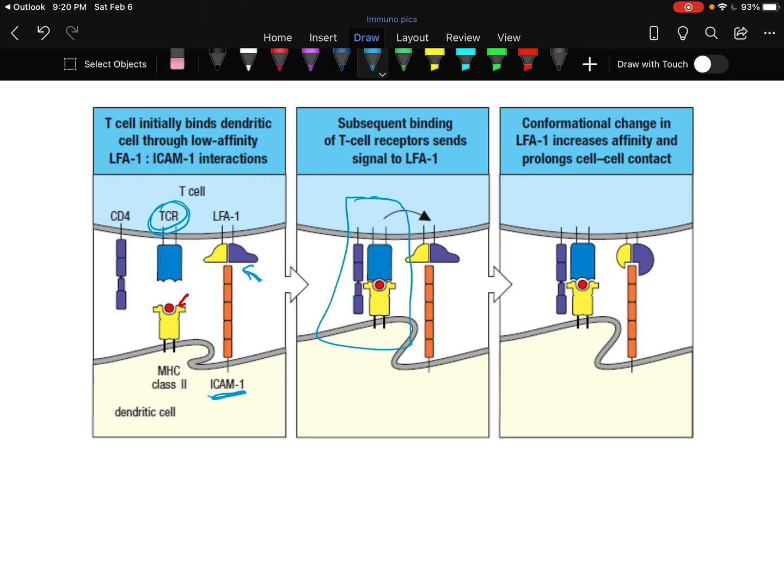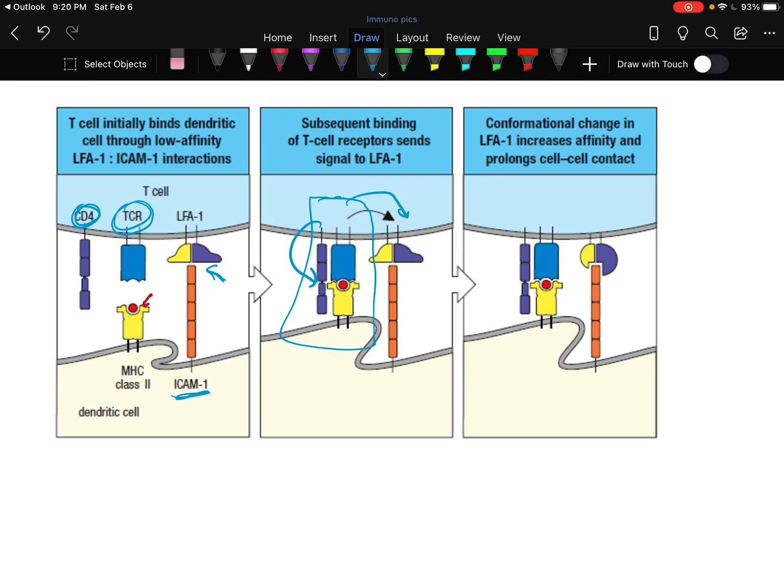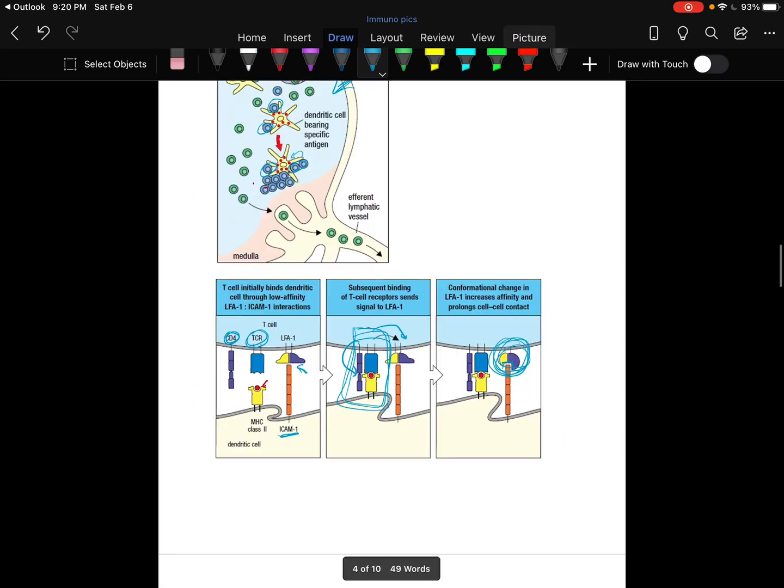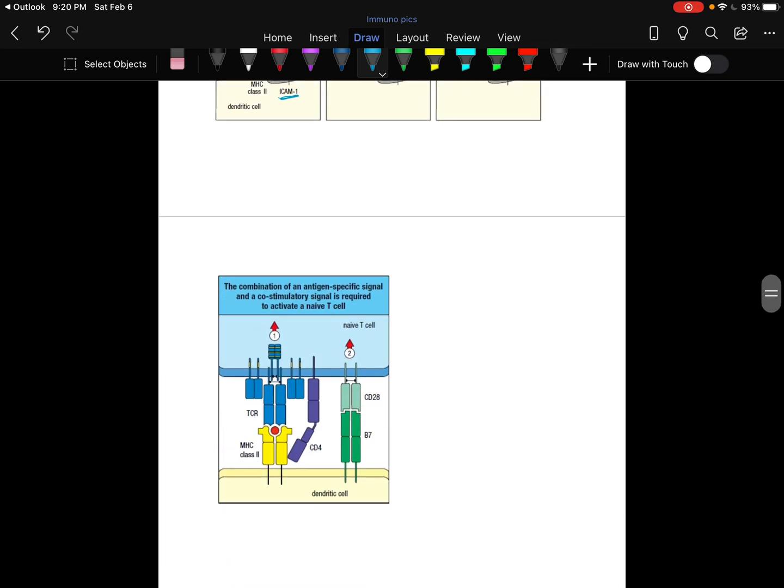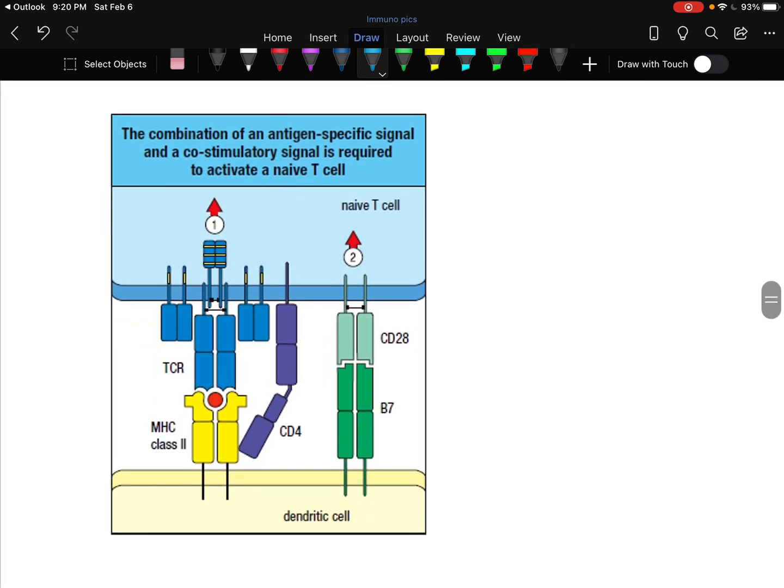And if they bind and the co-receptor here, CD4, engages, then that triggers a conformational change of the LFA1 protein, as seen here. We can see that it's now in that square conformation, and that's a tighter bond. So not only is this connection strong, the antigen-specific connection, but we also get a conformational change over here with LFA1, which makes it a very tight bond. And with this tight bond, it helps the T cell keep going with its activation process.